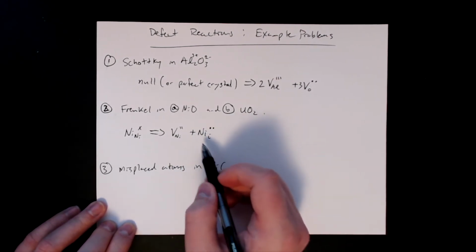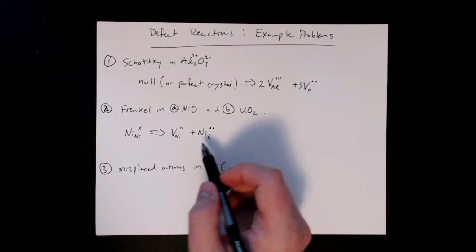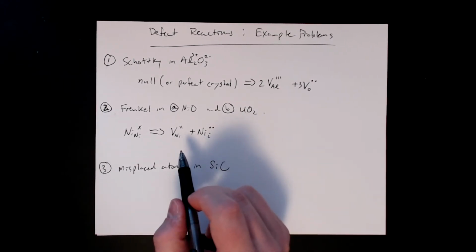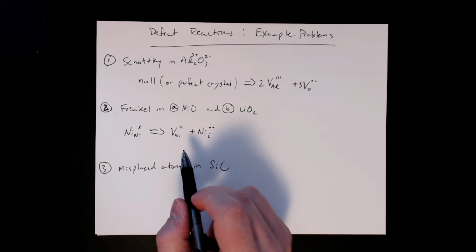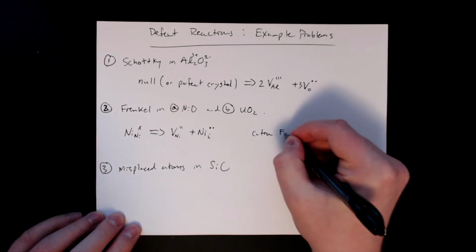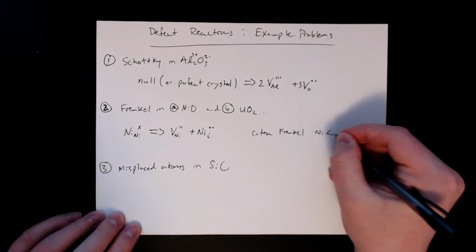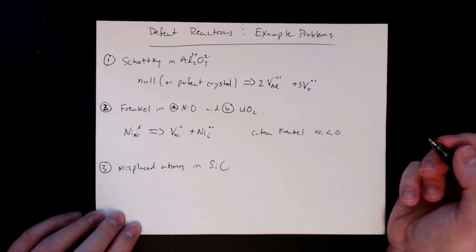And it's balanced because we're just moving one to one. And again, when you're looking at the site ratio, interstitials do not count in the site ratio, so we're not creating any sites here. And so again, cation Frenkel, nickel is smaller than oxygen in terms of size.